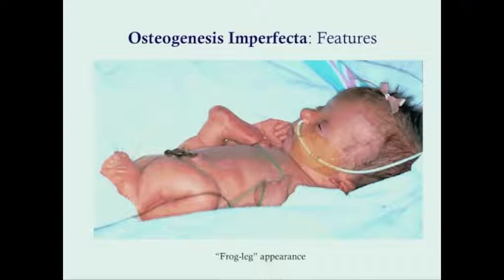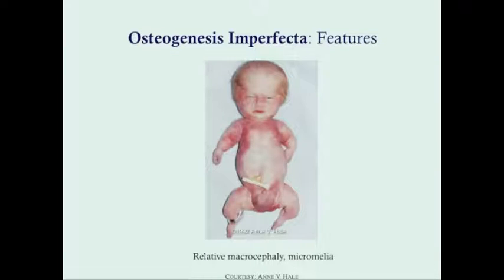So here's a baby born in frog-leg position, or holding their legs in a frog-leg position, and this is due to fractures of the long bones, particularly the femur. Now this baby we don't know. Do they have type 2, type 3? What is it? We don't know, just based on this alone, but that's what that frog-leg posture means. Now this happens to be a baby with type 2 Osteogenesis Imperfecta, and this is a baby that passed away. But what I want you to note here is the relatively large head and the relatively short limbs.